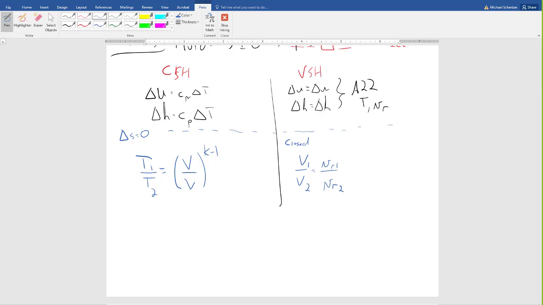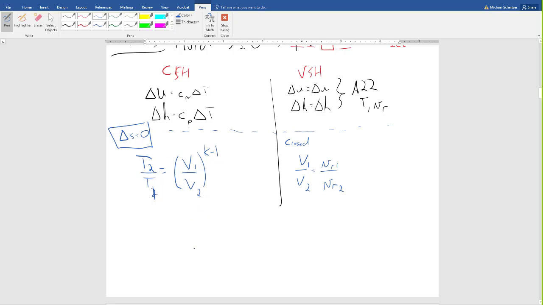For that one, it's saying T2 over T1, and then it is inverted, is equal to V1 over V2. So here, if we had this as 2 over 1, just to be consistent with the equation sheet, then this would be 1 over 2. Right, and we can only do that with an isentropic process.